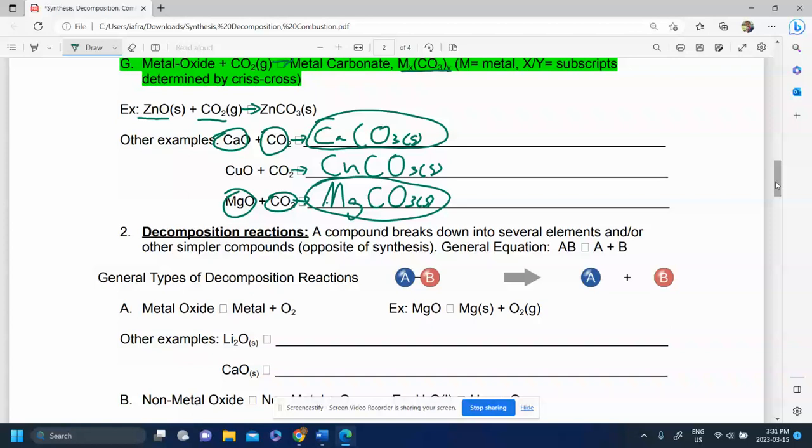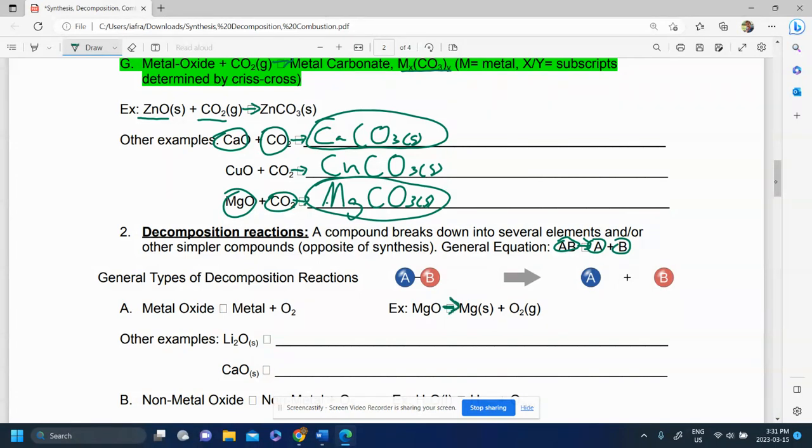In this video, we're going to learn how to predict the products of decomposition reactions. Decomposition reactions are basically just the opposite of synthesis reactions. Decomposition means to break. So you take one thing and it makes many things because you break the bonds between them. So for example, here we have magnesium oxide.